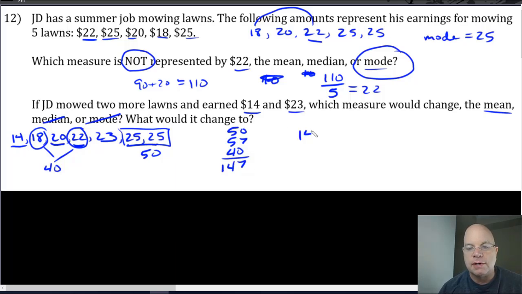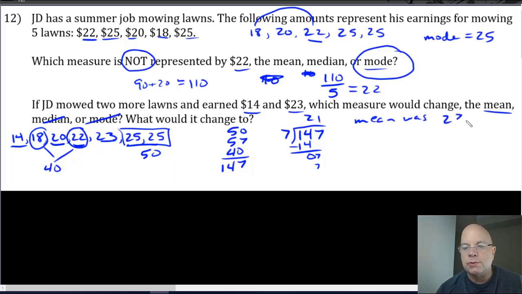And 147 divided by, I have 1, 2, 3, 4, 5, 6, 7 now. That makes sense because I had 5 before and I added 2 more. That gives me a quotient of 21. So the mean was 22. The mean is 21 now.